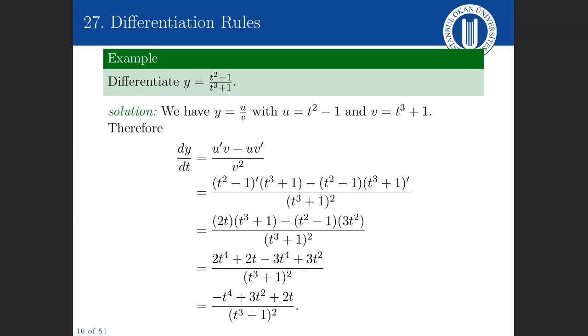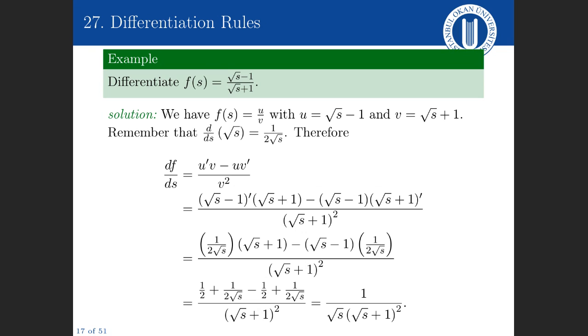We have a function divided by a function. The function on the top is t squared minus 1, and the function on the bottom is t cubed plus 1. We're going to use the quotient rule. We're going to use the formula u prime v minus u v prime divided by v squared. I'll leave it for you to pause the video at this point and check that you're happy with this calculation. Check that you're happy that this is the correct answer.